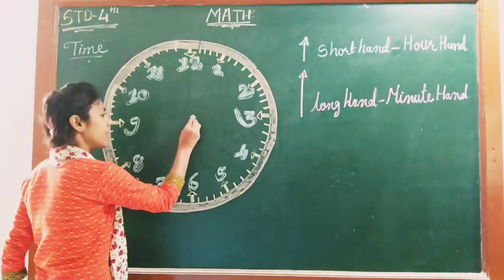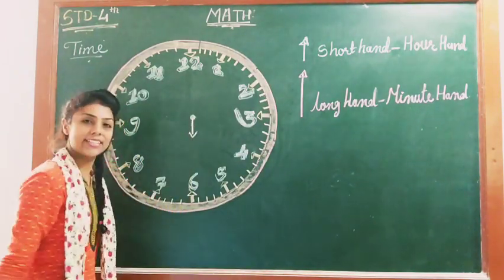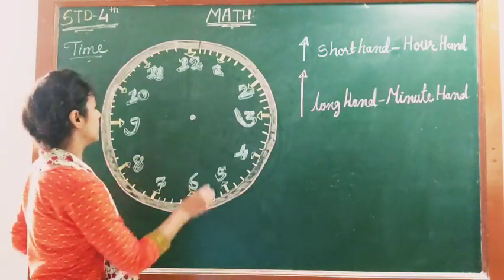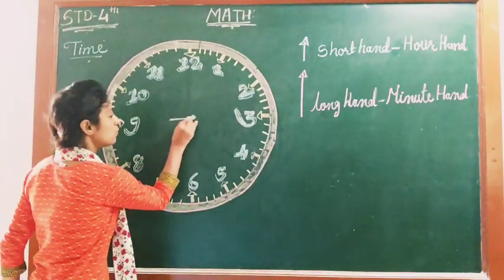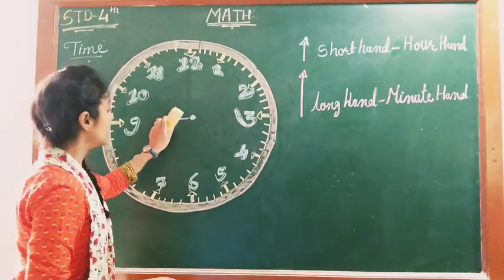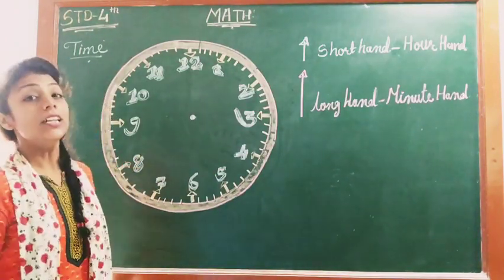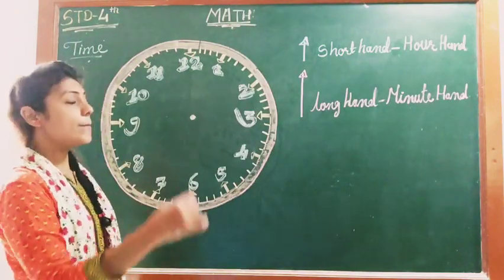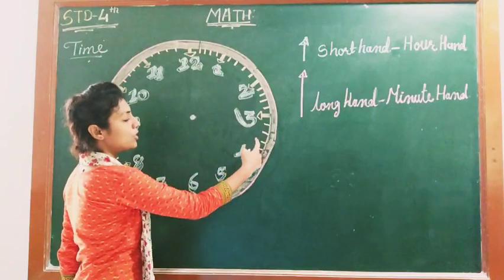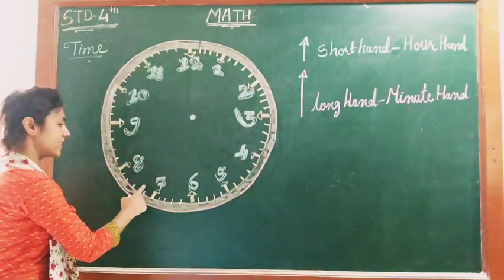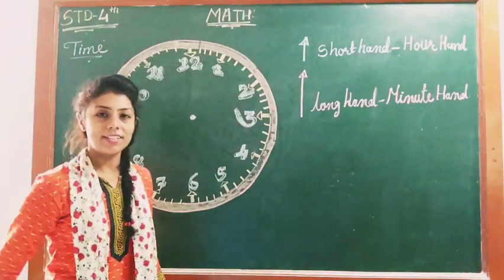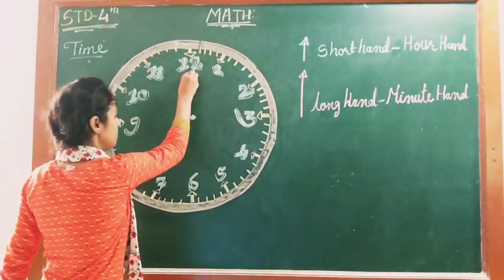If this short hand is towards the 6, then we can say it's 6 o'clock. It's towards the 9, so 9 o'clock. Now we will talk about the long hand, the minute hand. This is 1 o'clock, 2 o'clock, 3, 4, 5, 6, 7, 8, 9, 10, 11 and 12. A 12 hours clock.